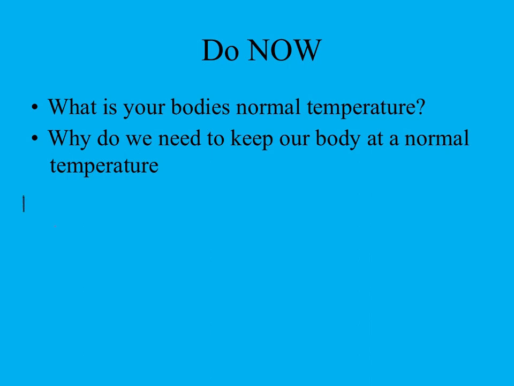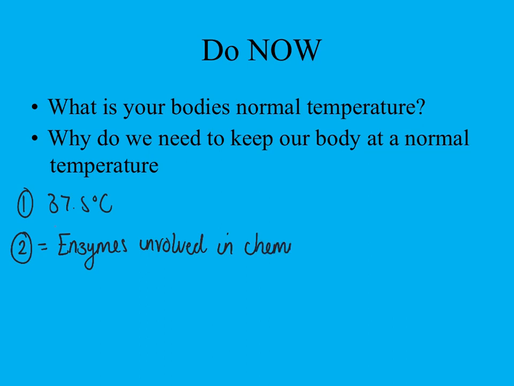Okay, so question 1 says, what is your body's normal temperature? Our temperature needs to be around 37.5 degrees. And then question 2, why do we need to keep our body at a normal temperature? The reason is all to do with enzymes involved in chemical reactions. We have many chemical reactions going on in our body which we need, and what happens to enzymes when the temperature gets too hot or too cold? If we can remember, we can add that to our answer.